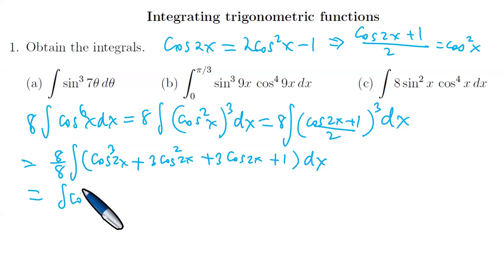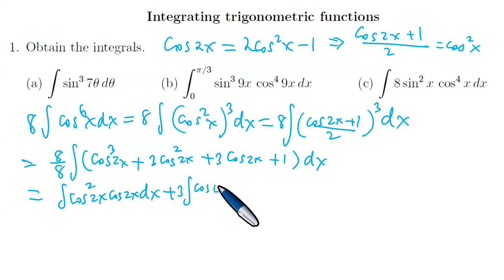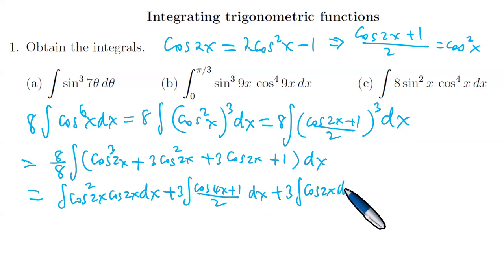Okay, right. So this one you can write as cosine squared of 2x, then you also have the integral of 2x, dx. This one is plus 3, the integral of, what is exactly the cosine squared? It's cosine 4x plus 1 over 2. Cosine squared 2x is cosine 4x plus 1 over 2, dx. Plus 3, the integral of cosine 2x dx plus the integral of dx.